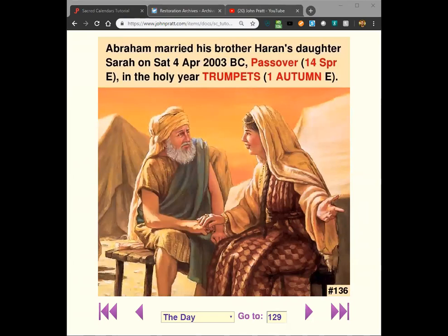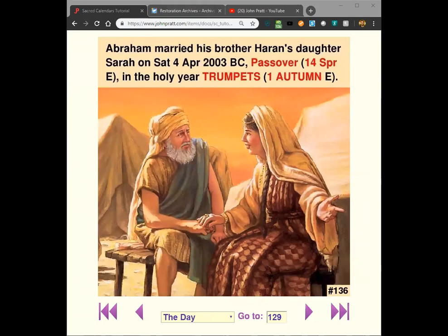Remember, we just looked at Rachel. Well, it was Leah that got the beginning date of Passover. Leah and Jacob are married on Passover. When we get to Isaac, he's going to be married on Passover. And it was a holy year. And that's another thing we're going to see, that these marriages of the great patriarchs from Adam on are in holy years as well as on holy days.